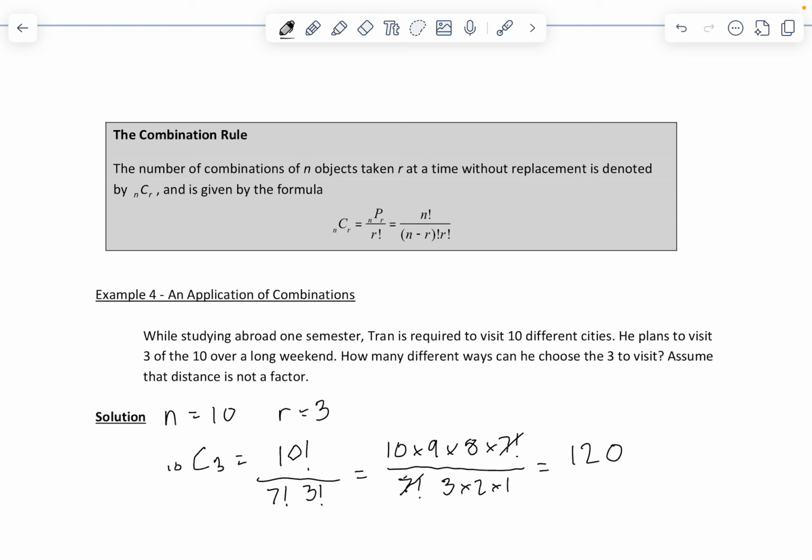or just in general, there are 120 ways you could choose 3 objects from a group of 10 objects, if you don't care about the order.